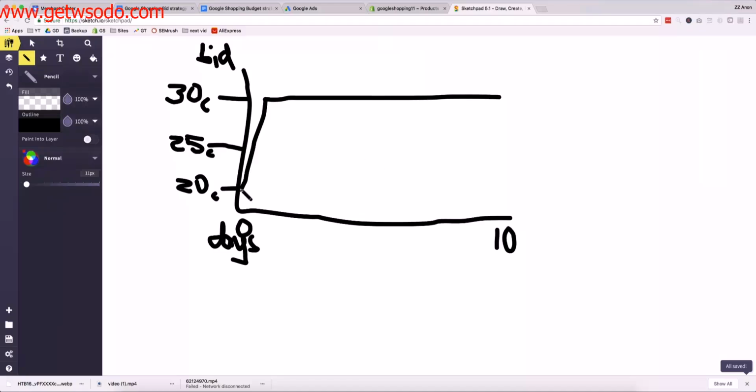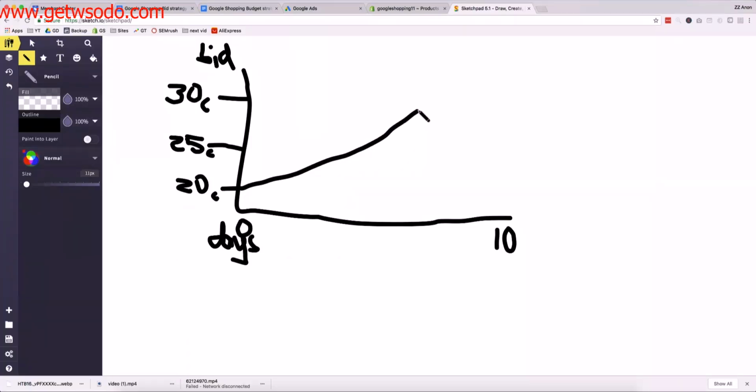If we increase the bid from 20 cents to 30 cents on this day 0, this is how it looks. The bid gradually increases like this, and will come up to about 30 cents on like the 5th, 6th, or 7th day, right? So that's why you shouldn't make any more changes to the bid here.